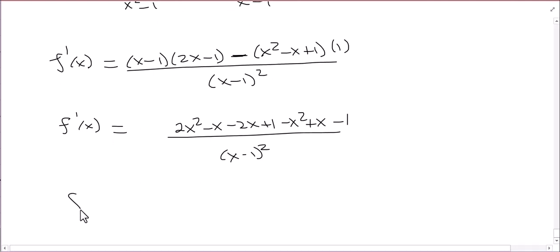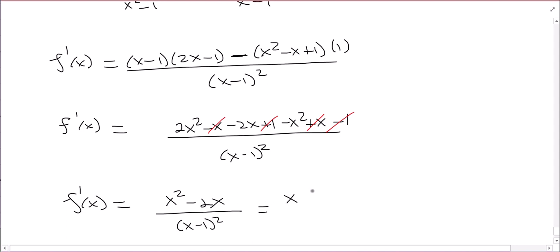And so let's simplify it some more. Combine like terms: 2x squared minus x squared just gives me 1x squared. And then my x's, minus x, those cancel. And the 1's also cancel, plus 1 and minus 1. So what are we left with? 2x squared minus x squared, that's 1x squared, and then just minus 2x, over x minus 1 squared, which you can factor out 1x out of here, and you're left with x minus 2 over x minus 1 squared.